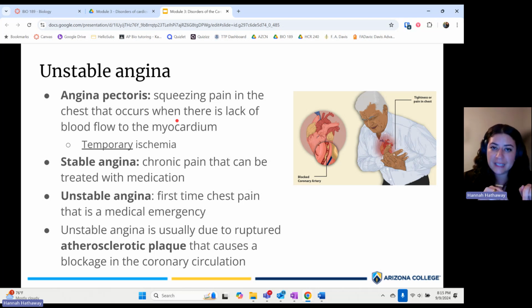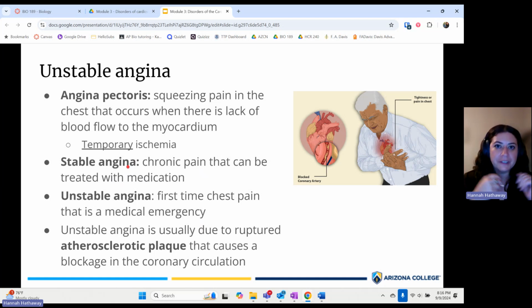The other type is unstable angina. So this is essentially the first time chest pain happens. This is a medical emergency because the first time chest pain happens, you don't know if it's a temporary ischemia. So you don't know if it's angina versus prolonged ischemia, which is going to cause an infarction. So a heart attack. So someone can have unstable angina just once and never turns into stable, but oftentimes unstable angina is a warning sign that you could eventually go on to have recurrent chest pain.